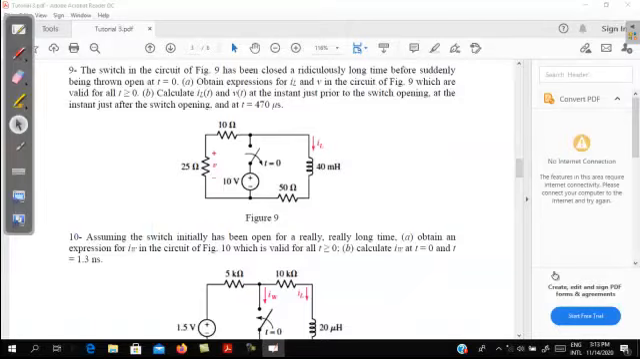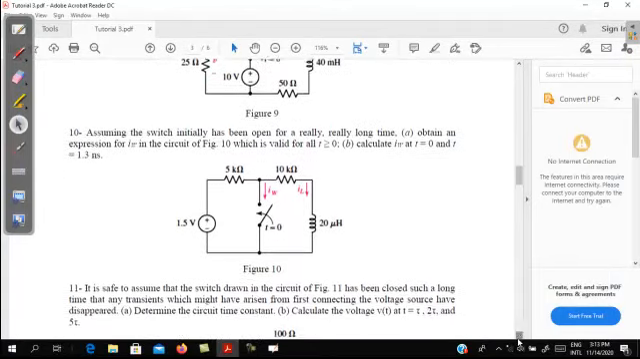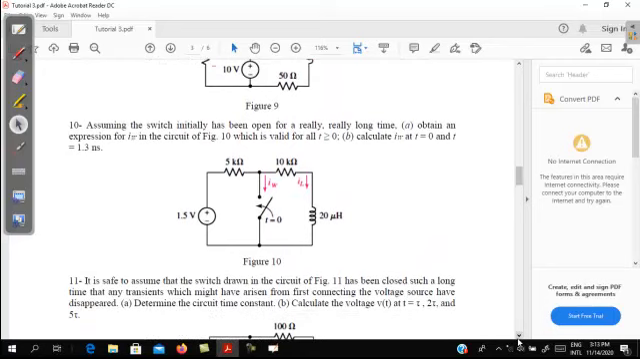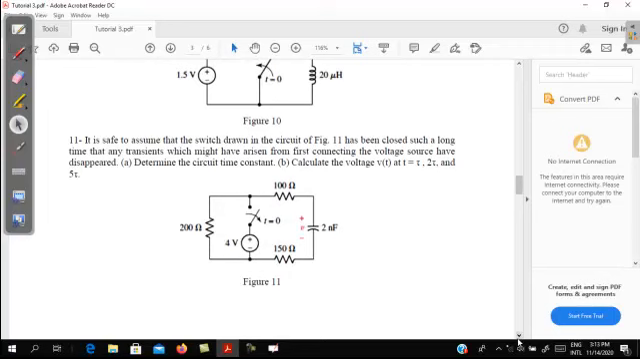Now we go to question number 10. Number 10 we will not cover, so it's excluded. Number 11. So in number 11, the switch has been closed for a very long time.